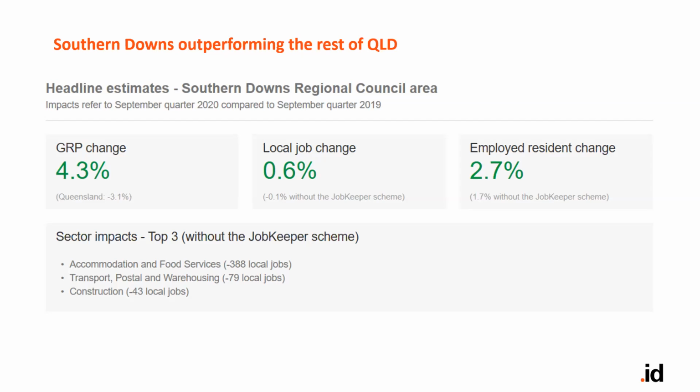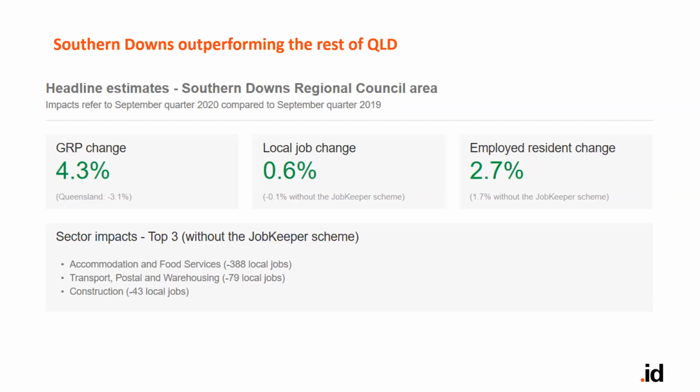And we can see your GRP change, and this is your GRP September quarter compared to September quarter last year. You're actually performing at a higher level than you were pre-COVID. Okay, that's in terms of your gross regional product. When we look at your local job change, it's also grown by 0.6%. So the amount of jobs that you're offering within your pool of jobs, and some of those jobs might be taken up from people from Toowoomba or Gundy or whatever it might be, has grown by 0.6%. If we didn't have JobKeeper, that would have fallen by 0.1%.